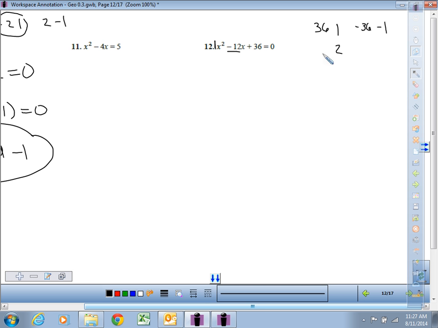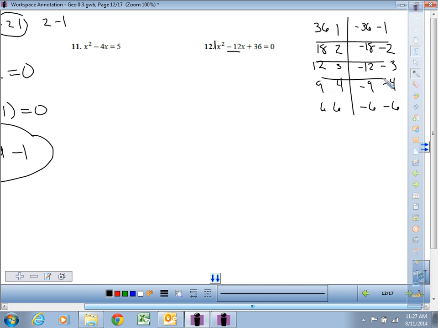We have 2 and 18. We also have negative 18 and negative 2. Remember, we're looking for them to add to negative 12. We have 3 and 12. We also have negative 12 and negative 3. We have 4, 9, negative 4, negative 9. We have 6 and 6. We have negative 6 and negative 6. Oh my goodness, all that work, and the pair that finally adds to negative 12 is the last pair we did.